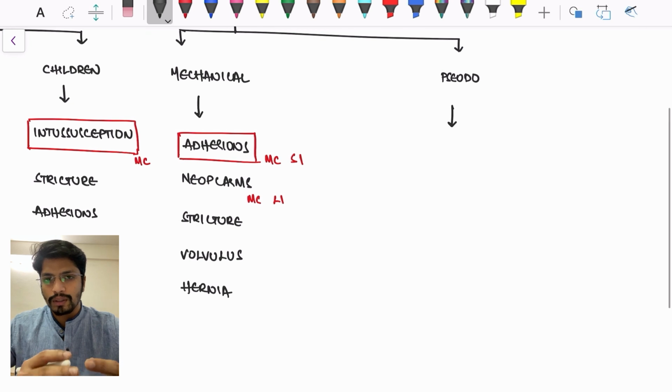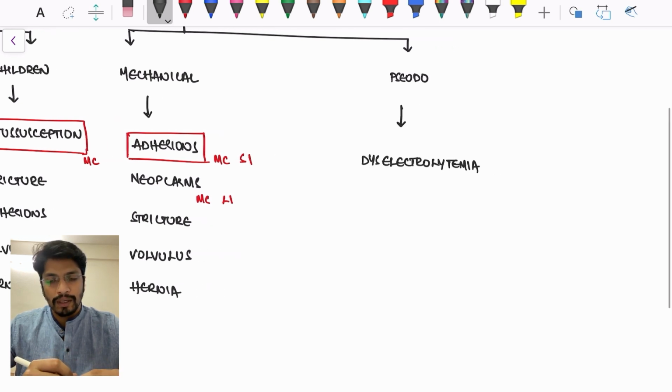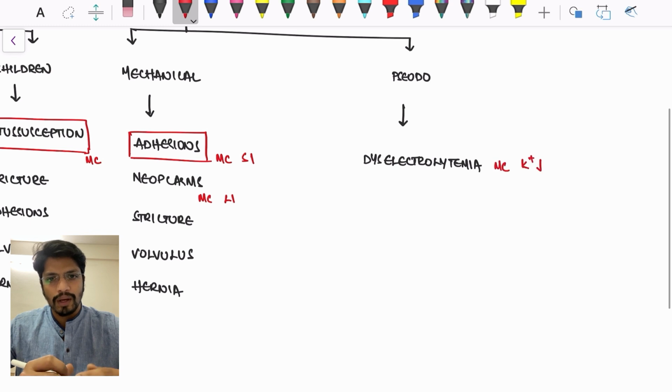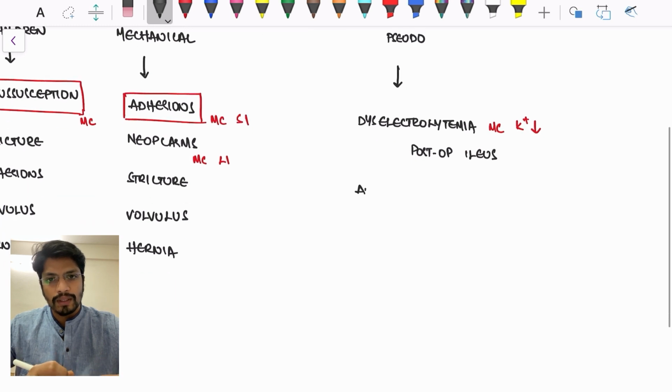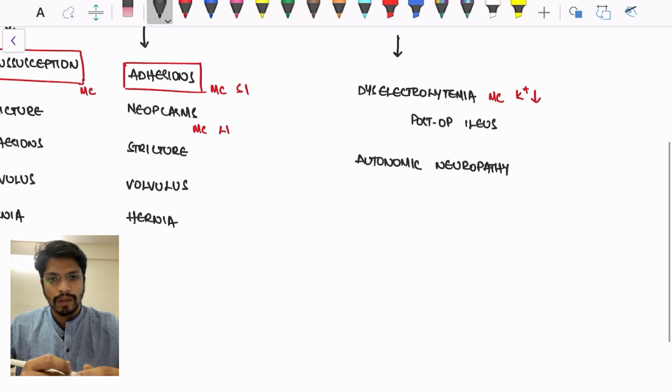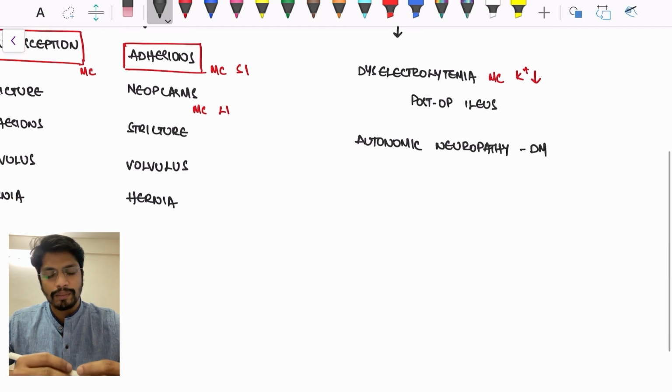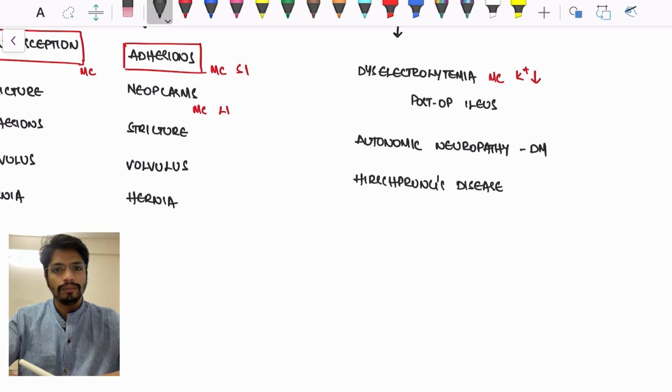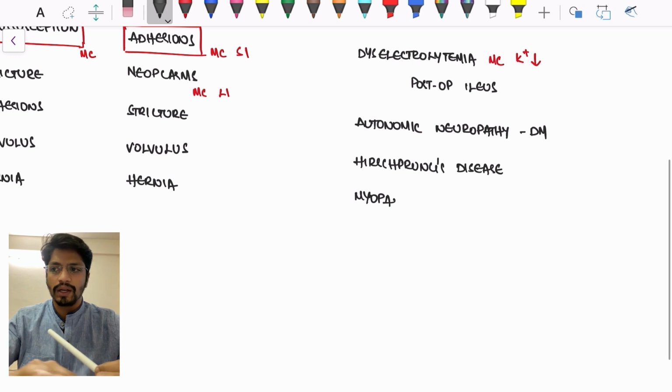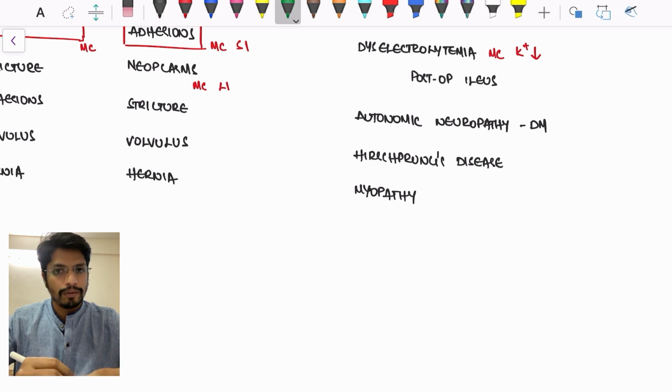The most common cause is dyselectrolytemia, that is due to decreased potassium levels, and this is seen in the post-operative period, known as paralytic ileus. Next is autonomic neuropathy, seen in diabetics, and another is Hirschsprung disease, and next is myopathy, and finally Ogilvie syndrome. It is a pseudo-colonic obstruction. This is regarding the gross classification of intestinal obstruction.